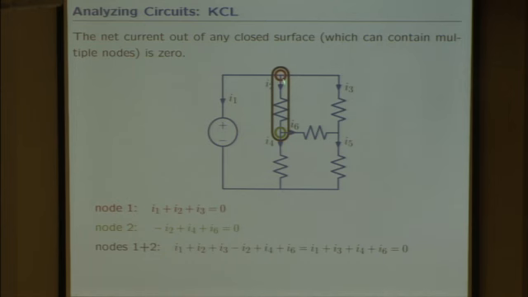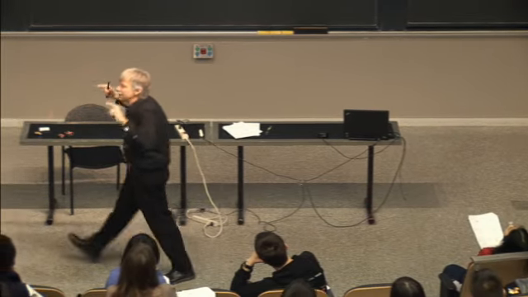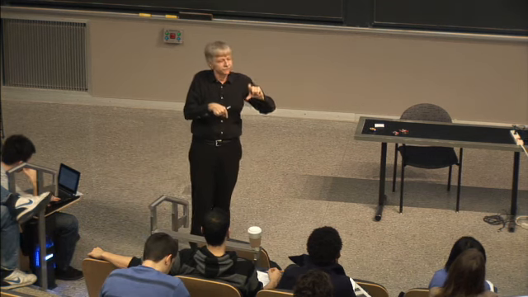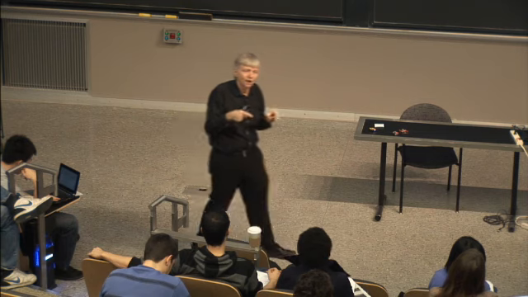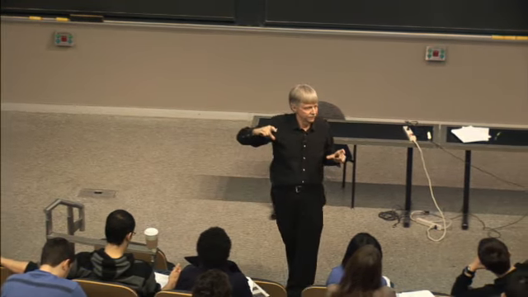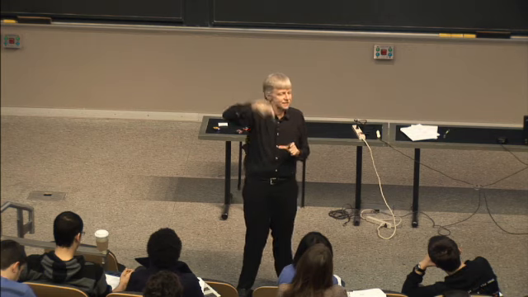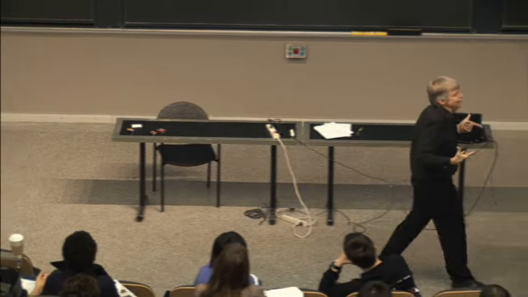This current I2, which leaves the red node, enters the green node, but doesn't go through the surface of the black node at all. That's exactly the current that subtracted out when we added the red equation to the green equation. Does that make sense? So KCL says, if all of the currents at a node have to sum to zero, and if elements have the same current coming out and going in, then if you draw a box around an element, what goes into the element is the same as what comes out of the element. It doesn't change the net current through the surface.